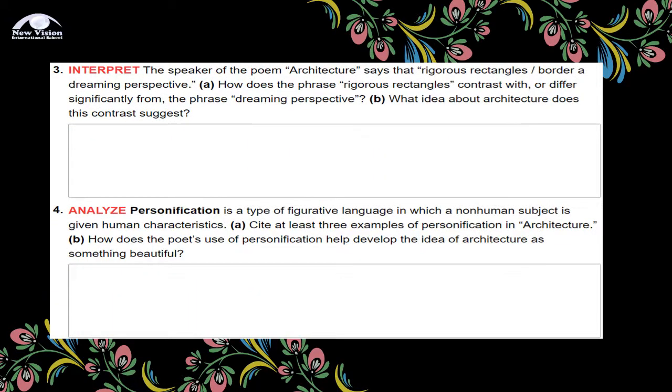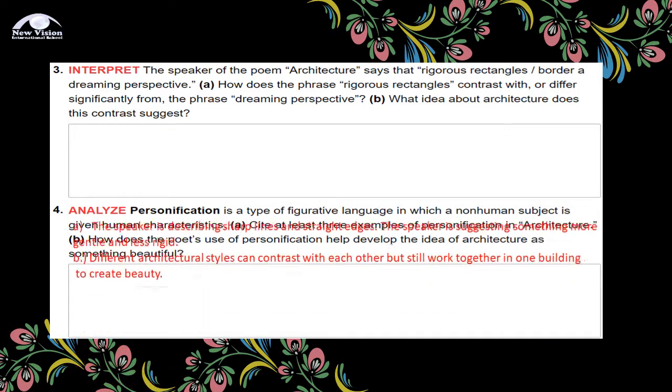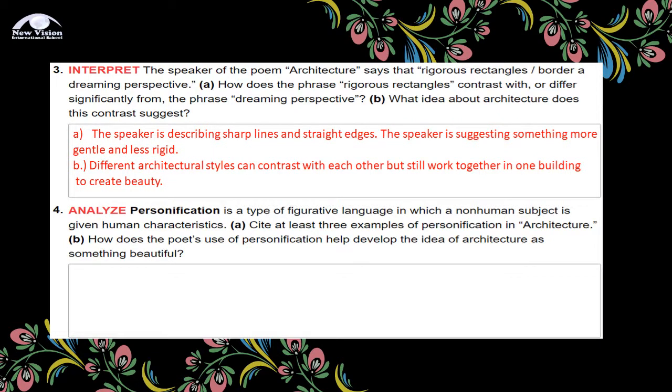Next question. The speaker of the poem Architecture says that rigorous rectangles border a dreaming perspective. How does the phrase rigorous rectangles contrast with the phrase dreaming perspective? What idea about architecture does this contrast suggest? Possible answers: in letter A, the speaker is describing sharp lines and straight edges, and suggesting something more gentle and less rigid. In letter B, different architectural styles can contrast with each other but still work together in one building to create beauty.